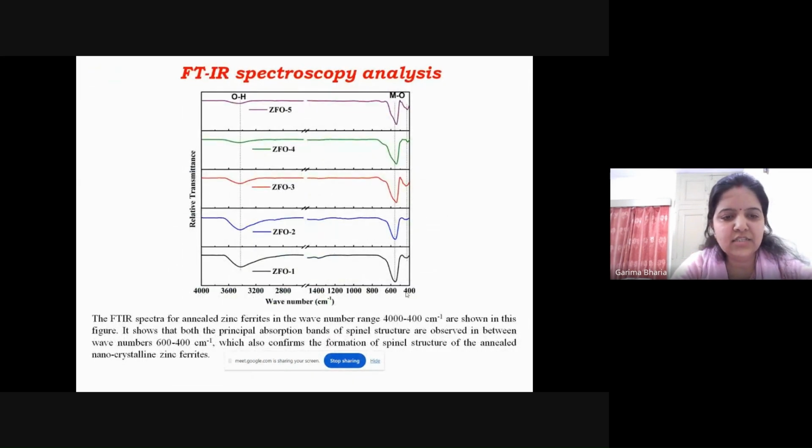The FTIR spectra of annealed zinc ferrites in the wave number range 4000 to 400 centimeter inverse are shown in this figure. It shows that both the principal absorption bands of spinel structure are observed between wave numbers 600 to 400 centimeter inverse, which also confirms the formation of spinel structure of annealed lanthanum doped nanocrystalline zinc ferrite.